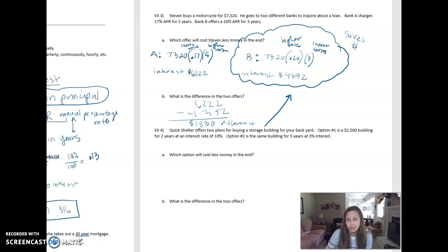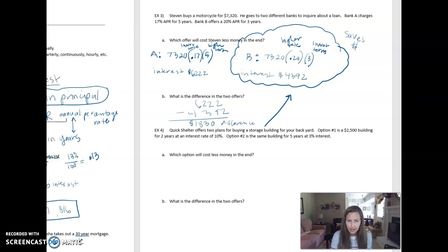Example 4. Quick Shelter has two options. Option 1 is $2,500. Option 2 is the same price, but a longer time and a lower interest rate. Again, we're going to talk about this because this is a very, very important life skill. Which option will cost more money in the end?